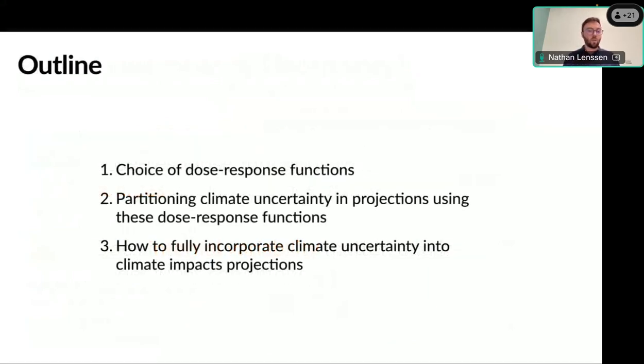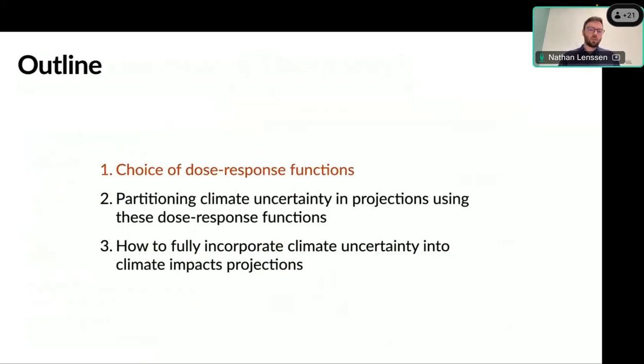And so our plan, or what I'll be talking about now, is how we chose our dose response functions quickly. I'll spend most of my time talking about our methods and how we actually partitioned the climate uncertainty. And finally, some thoughts to open up the discussion on just some opportunities and challenges of fully incorporating these three sources of climate uncertainty into these impact projections.